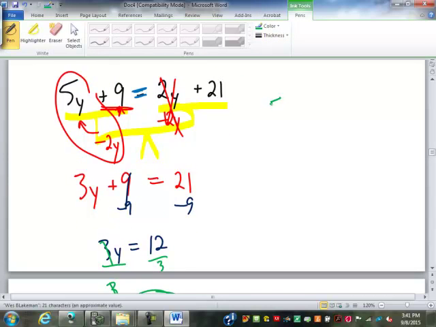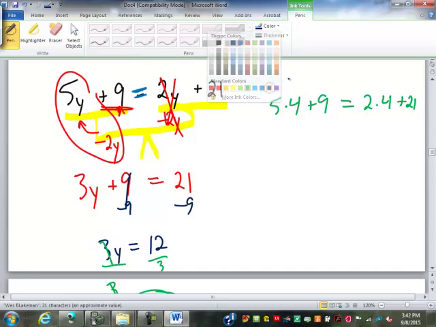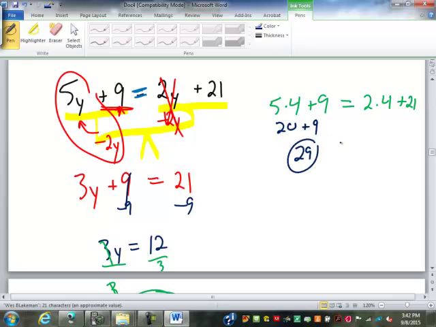So 5y becomes 5 times 4 plus 9. 2y becomes 2 times 4 plus 21. 5 times 4 is 20 plus 9 is 29. 2 times 4 is 8 plus 21 is 29.